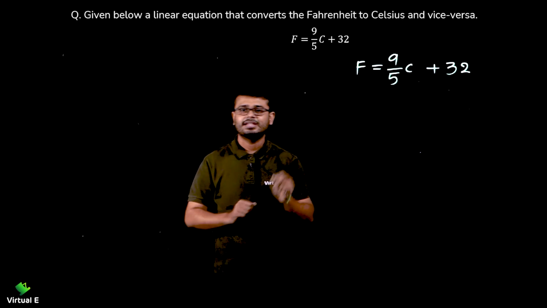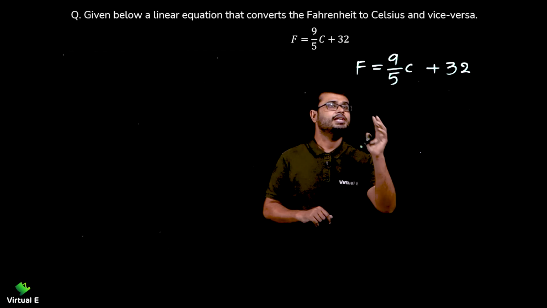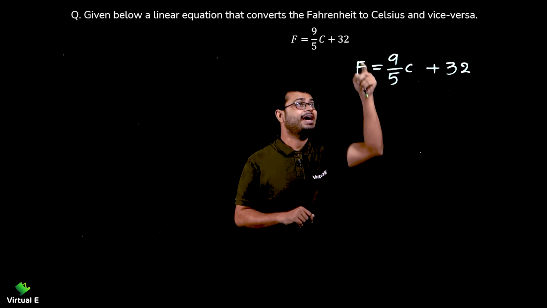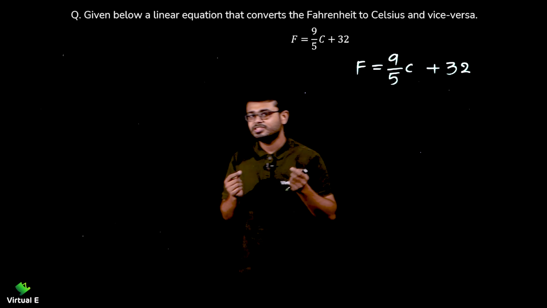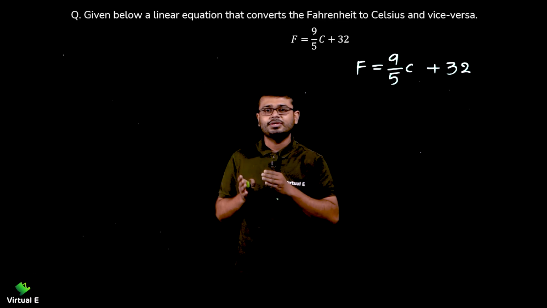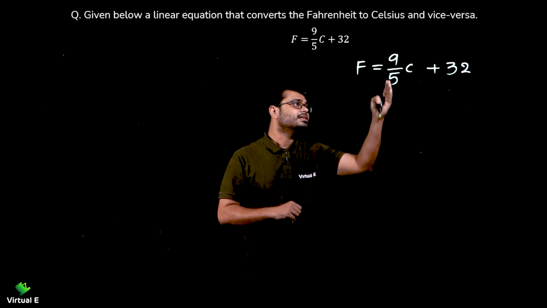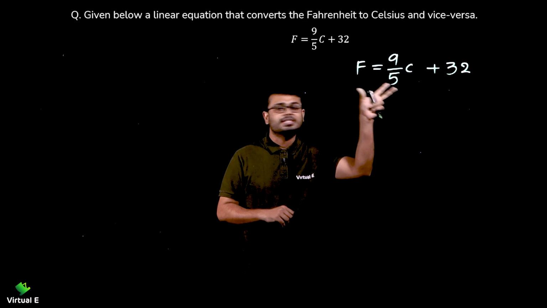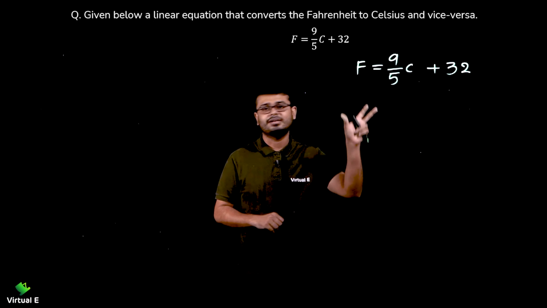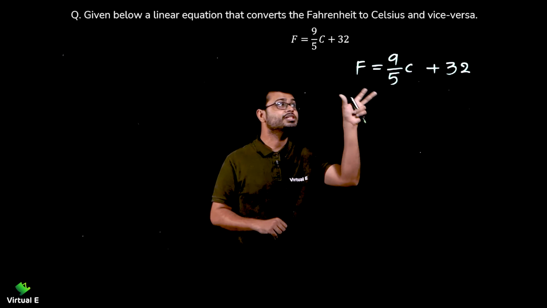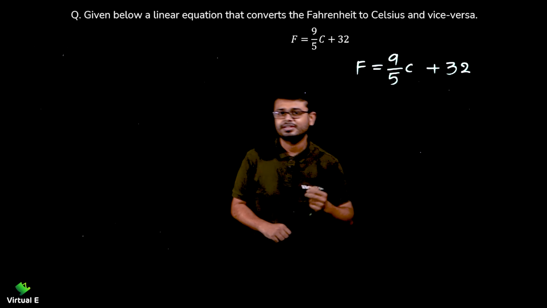Now, why is this relation related to this chapter? First of all, see how many variables are there. F is one variable and C is another variable. Variable means what? You know very well, whose value is being changed, right? Changeable. So this is the reason that we are discussing this relation in mathematics as well. This is a very good practical example of a linear equation in two variables. Fahrenheit is equal to 9 by 5 into C plus 32.